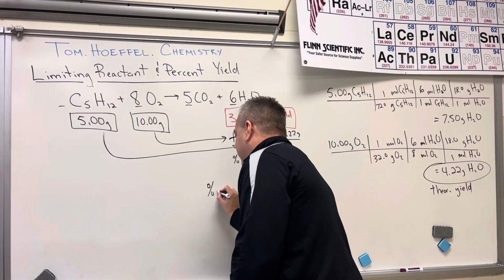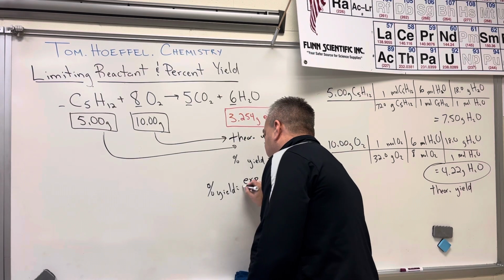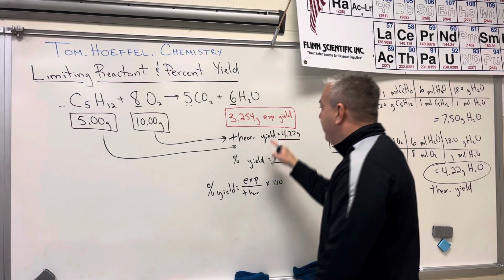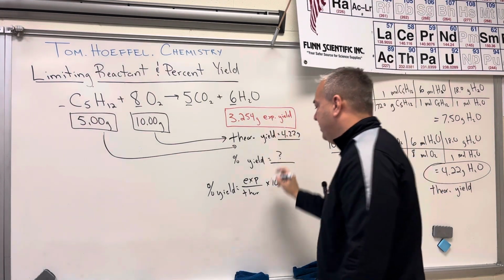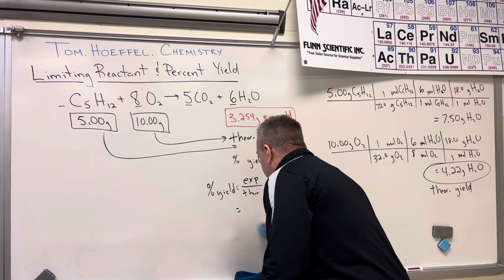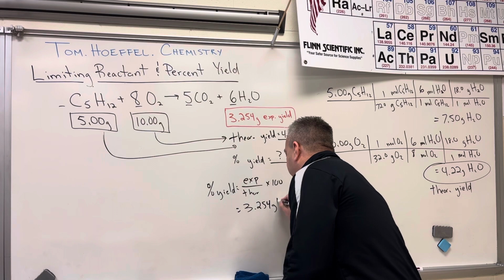Remember, percent yield is equal to the experimental yield over the theoretical yield times 100. So my experimental yield is 3.254 grams of water.